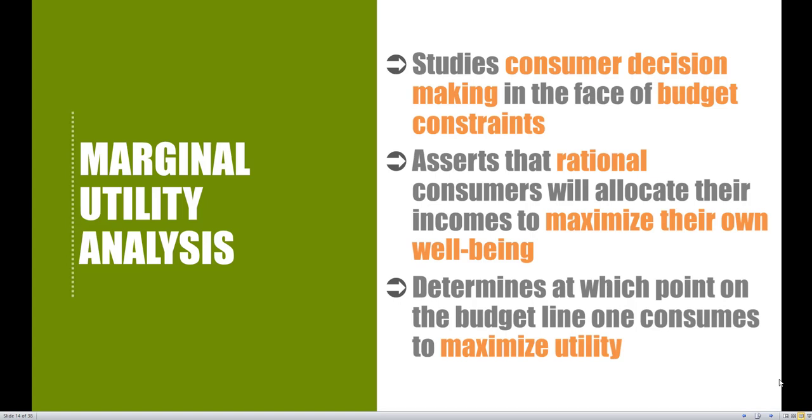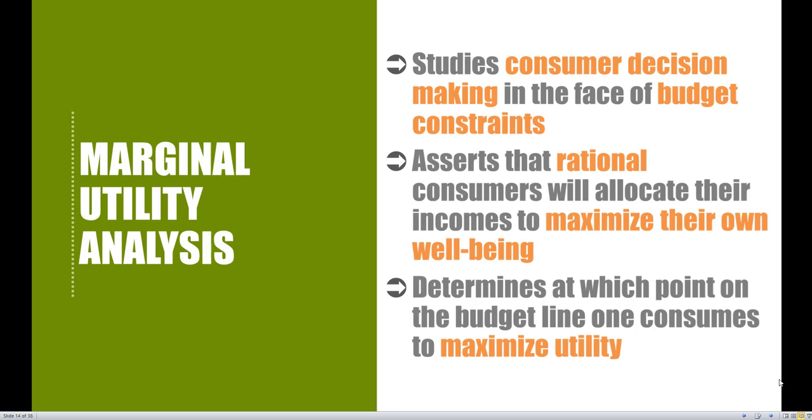With everything that we've built up about our constraints and what consumers are trying to maximize, we can go ahead and take a look at the big maximization problem using marginal utility analysis. It studies consumer decision making in the face of budget constraints and asserts that rational consumers will allocate their incomes to maximize their own well-being. Remember, we want to maximize our satisfaction or utility constrained by our income. And exactly by conducting this type of analysis, we're going to be able to find what the optimal consumption bundle is for this particular consumer.